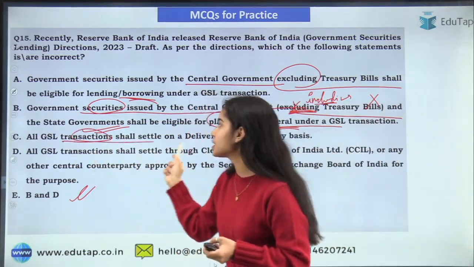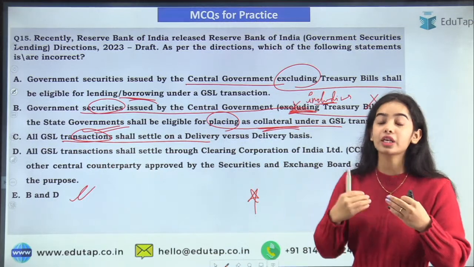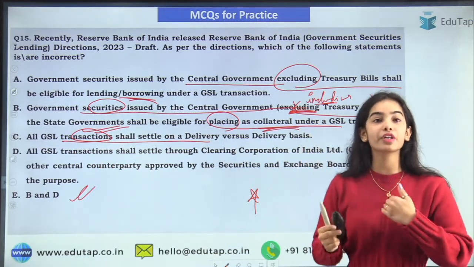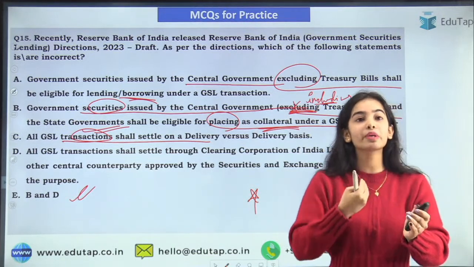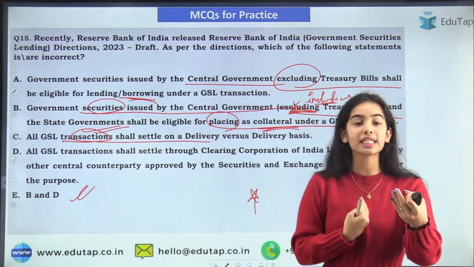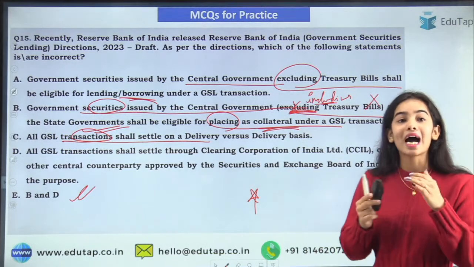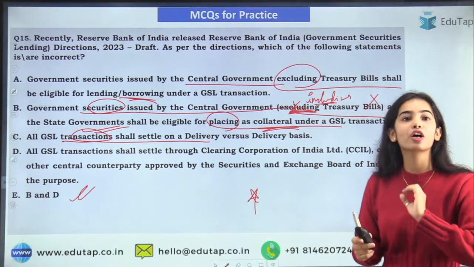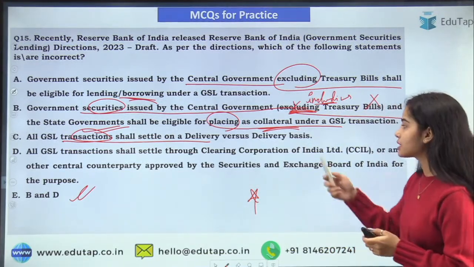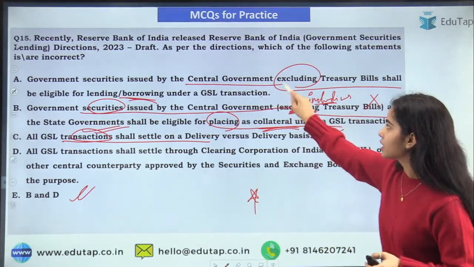All GSL transactions settle on the delivery versus delivery basis. I am giving you the government security that I am lending you, and you are giving me the collateral. That is how the transaction happens on the delivery basis. I am providing you back your collateral, and you are giving back my government security that I have lent you. So this is delivery versus delivery basis. This is correct.